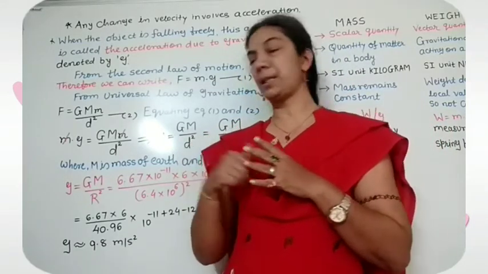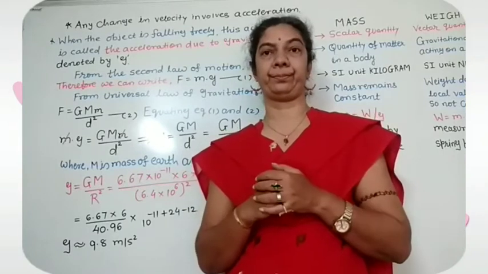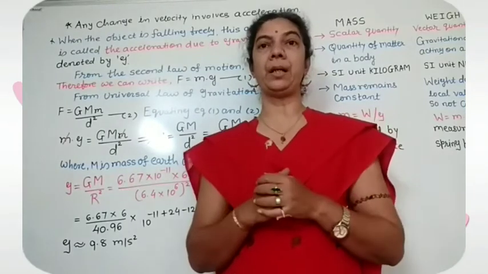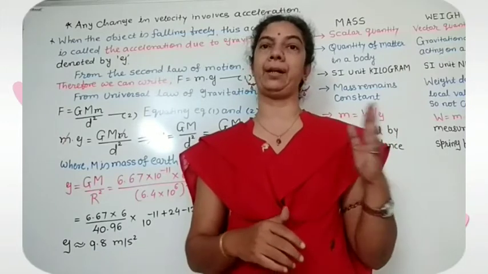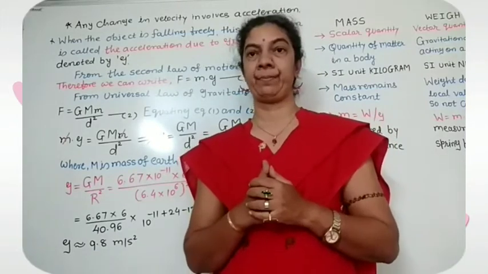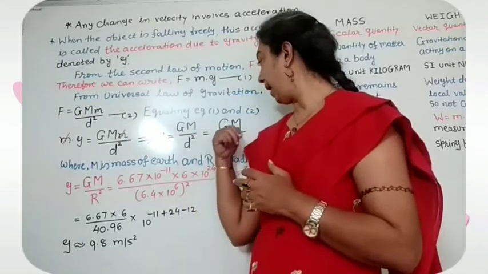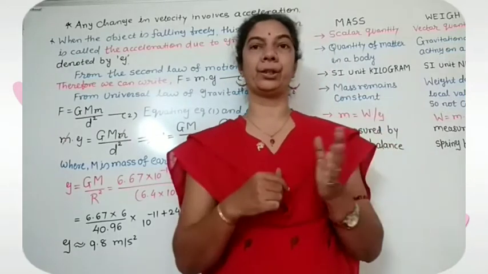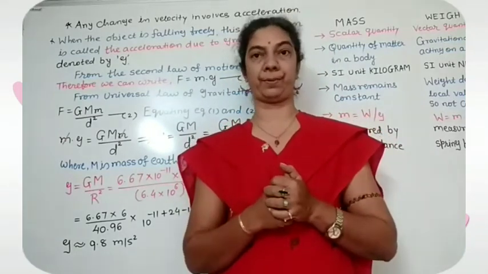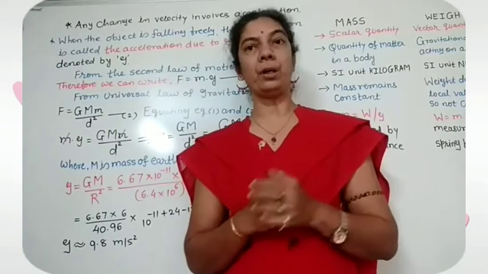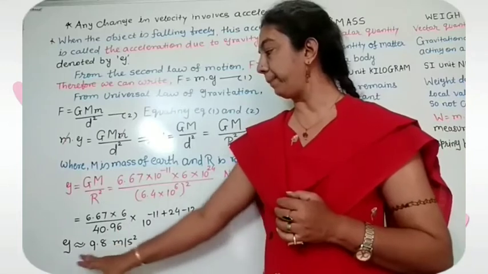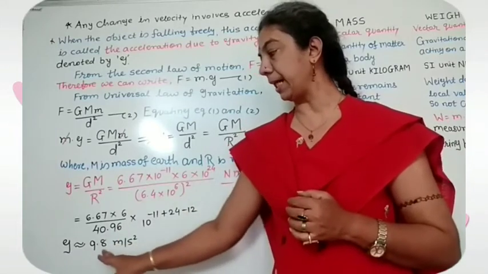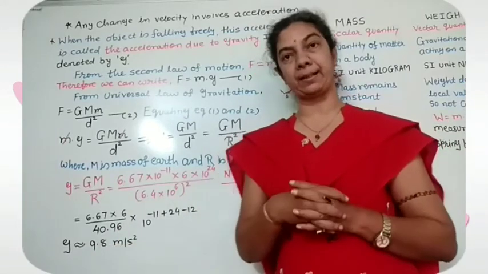Now this mathematical expression for small g changes from planet to planet, as the mass of the planet and the radius of the planet will change. For Earth, if we calculate the value, we get approximately 9.8 meter per second square.